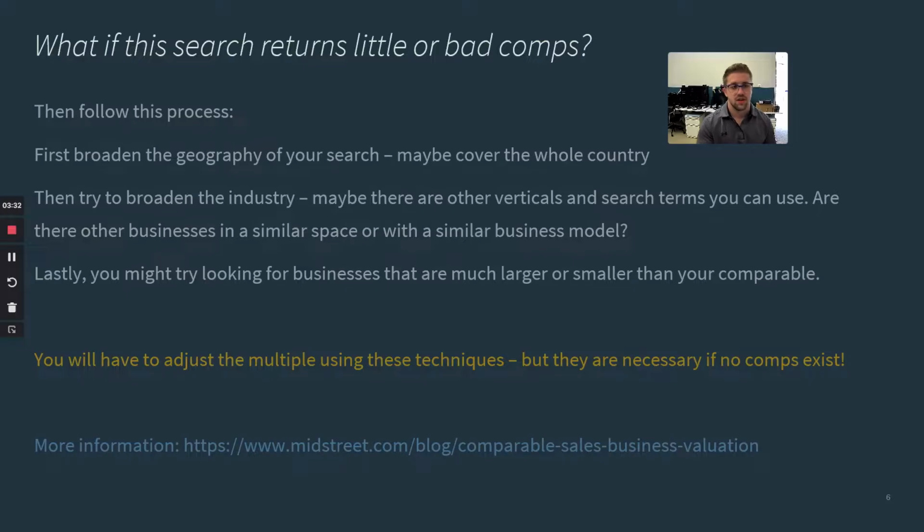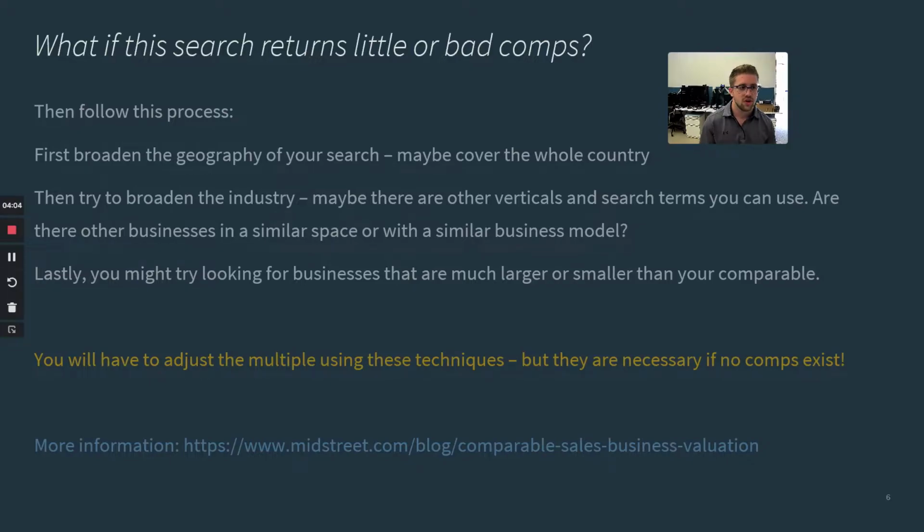Then you're going to broaden the industry, not necessarily all the way to the extent of going to other industries, but I would start with saying, are there any more terms I can add? Are there any other searches I can do to find more businesses that are similar? And then lastly, you might want to start looking for businesses that are vastly larger or smaller. This might be if you're looking for something like, say, for instance, a business that does pressure testing for pipes in an industrial setting. Probably aren't a lot of those businesses on BizMiner or Peer Comps or BVR.